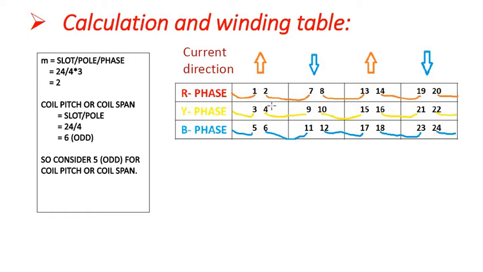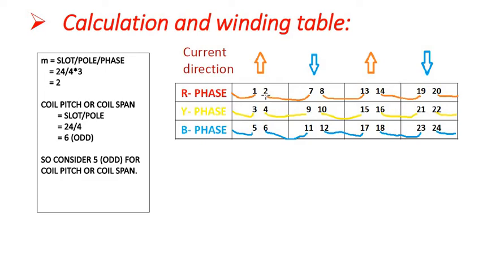For the first conductor group, we have to consider the upward current direction. For the second column, we have to consider the downward current direction. The same for the third column, upward direction, and the last fourth column, downward current direction. So this is the current direction. Now the simple coil connections will be like this.